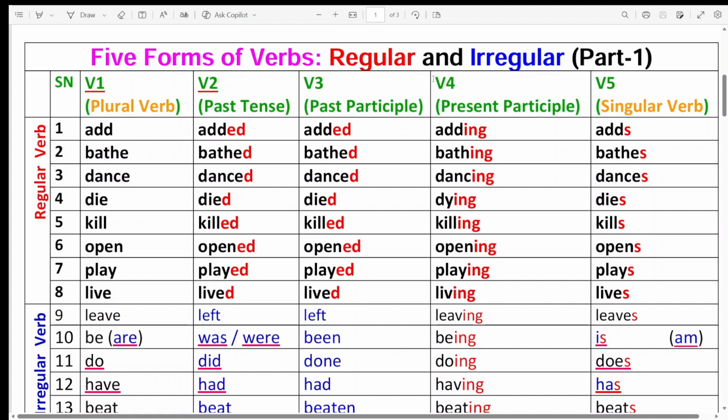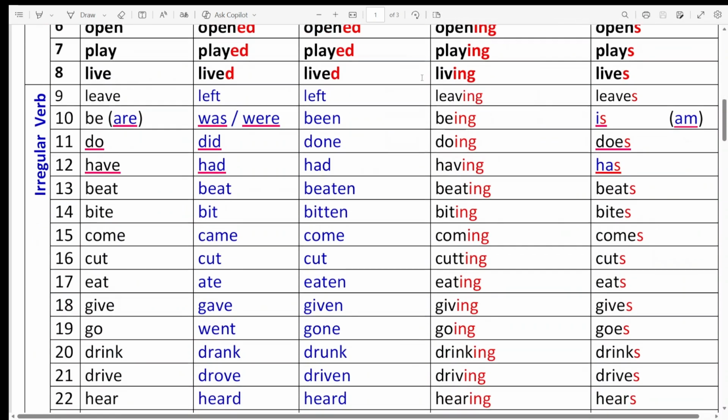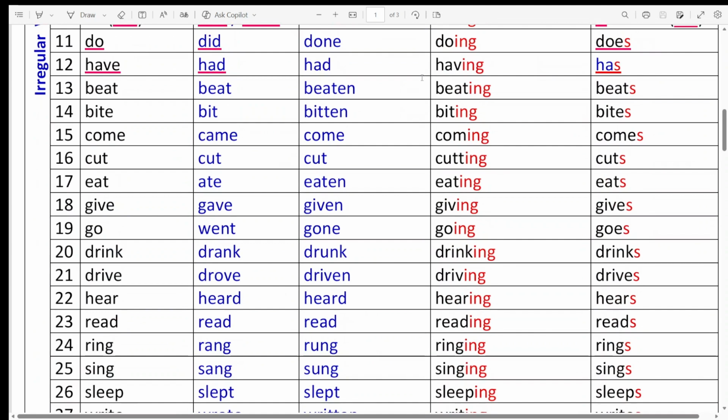Nine. Leave, left, left, leaving, leaves. 10. Be, are, was, were, been, being, is, am. 11th. Do, did, done, doing, does. 12. Have, had, having, has. 13. Beat, beaten, beating, beats. 14. Bite, bitten, biting, bites. 15. Come, came, come, coming, comes.